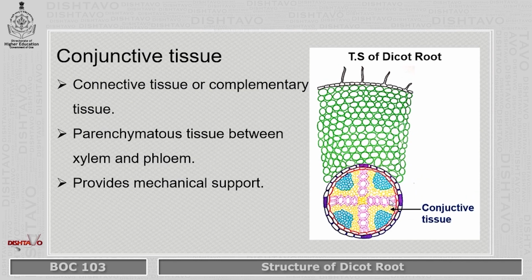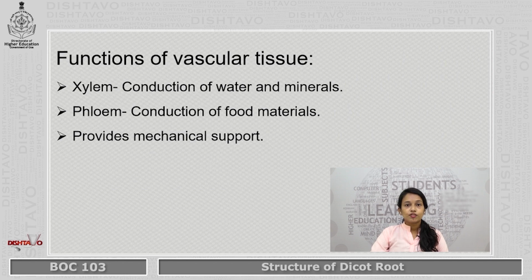In between the xylem and phloem, there is a tissue called conjunctive tissue, also called connective tissue or complementary tissue. It is parenchymatous and provides mechanical support to the root. The functions of vascular tissue: xylem helps in conduction of water and minerals, phloem helps in conduction of food materials. Vascular bundles also provide mechanical support.